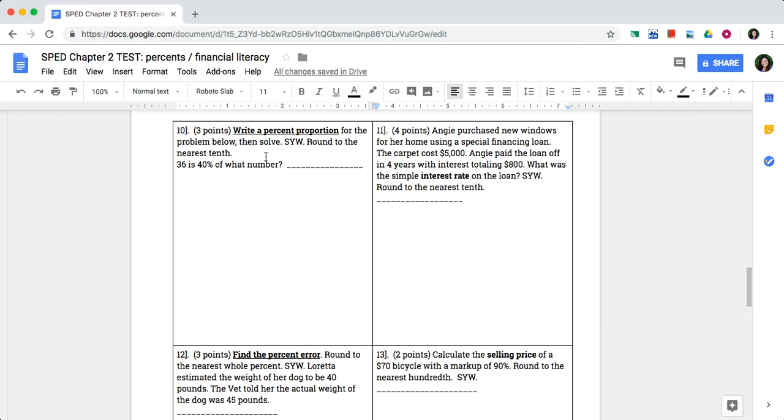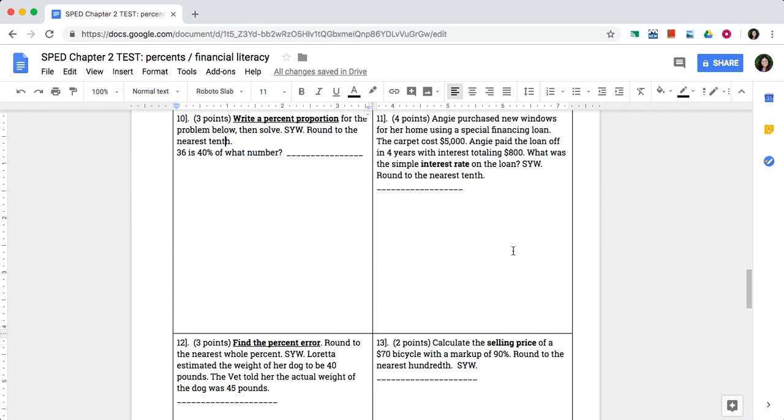All right. This one is write a percent proportion for the problem below, then solve. So this one's going to be a proportion, so it's not going to be written out as an equation at the beginning. It might look like an equation once you do something like cross multiply. So we have write a percent proportion for the problem below, then solve. Round to the nearest tenth. Okay, 36 is 40% of what number? So what is missing?